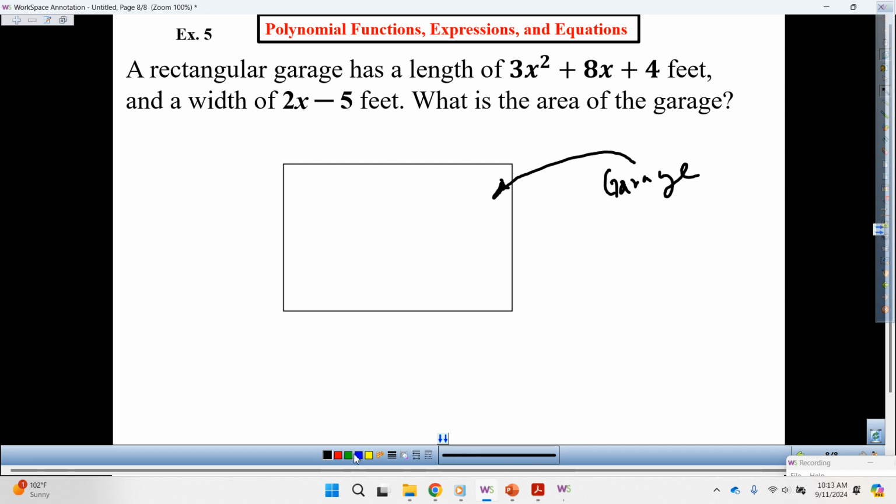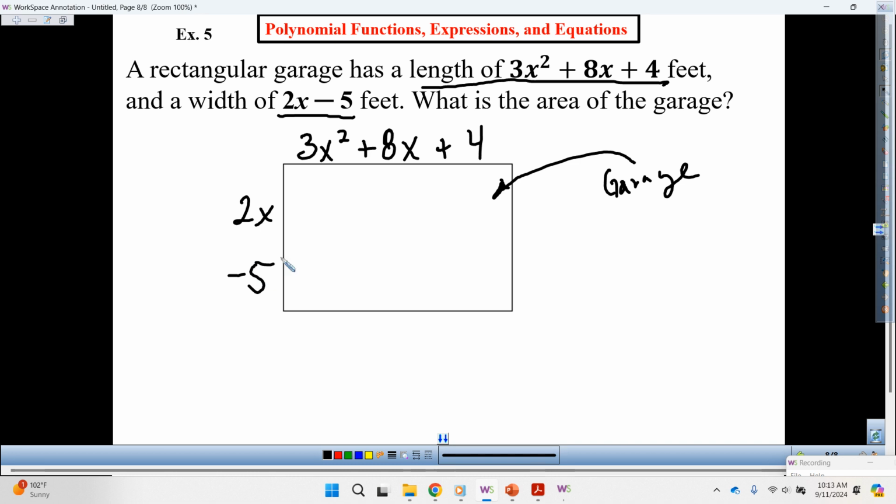All right, here we go. There's your rectangle, and it says the garage has a length of that. So the length, let's make this one over here. So let's label this 3x squared plus 8x plus 4. Our width is how much? 2x minus 5 feet. That means this. So I'm going to label it like this. 2x minus 5. And they want us to find what? The area. And how do we find the area of any figure? We multiply the two sides. Is that correct?